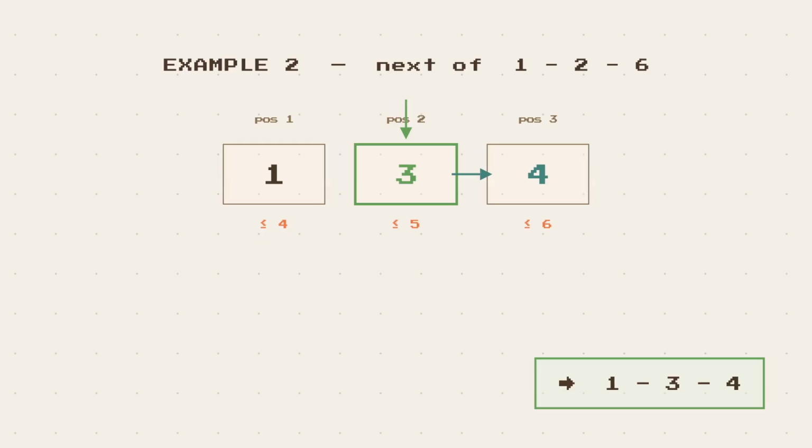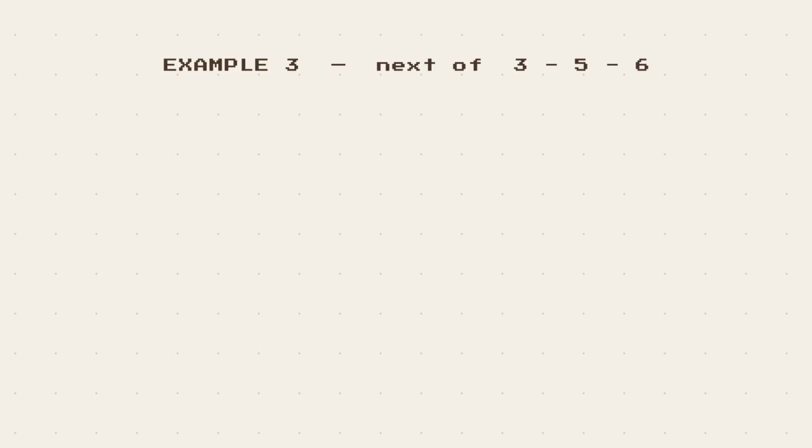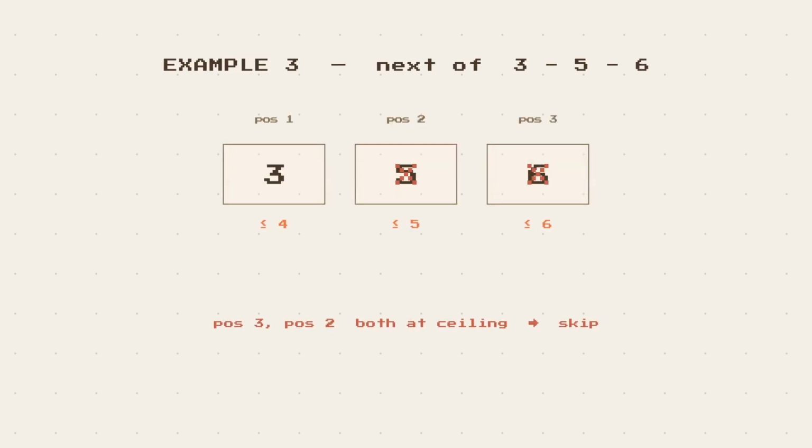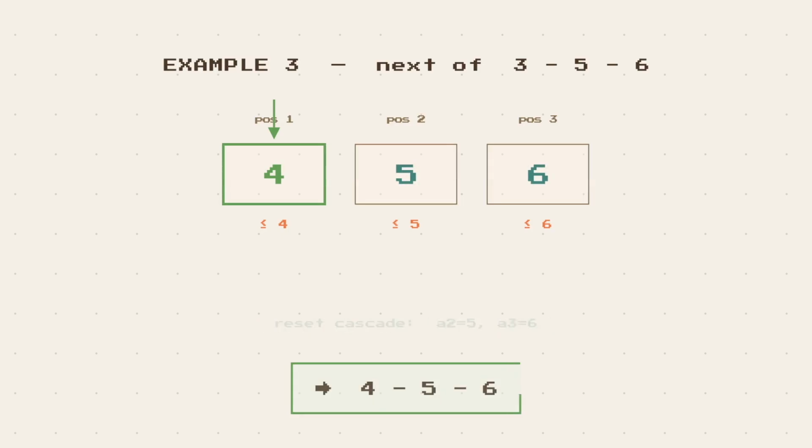Okay, let's take a look at one more example now, which is going to be 3, 5, 6. So in this case, positions 3 and 2 are both at their ceilings, right? And position 1 is at 3, and the ceiling is 4. So it's not capped. So bump it to 4 and reset the tail, giving 4, 5, 6. Okay, so I hope you were able to understand this example.